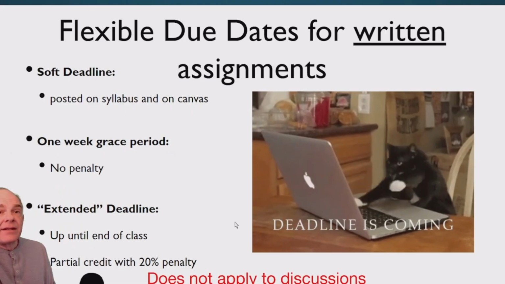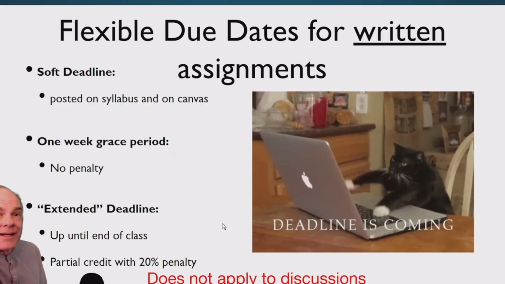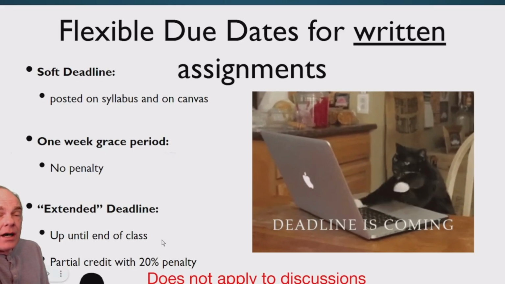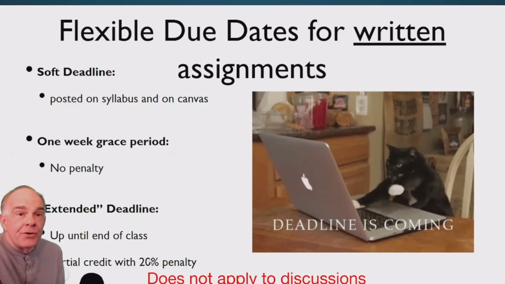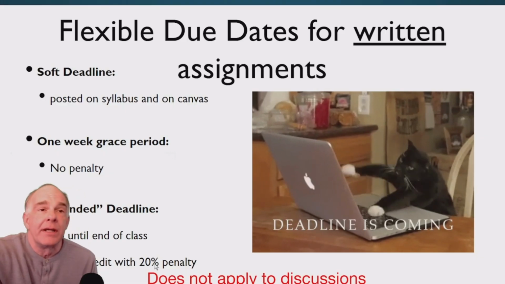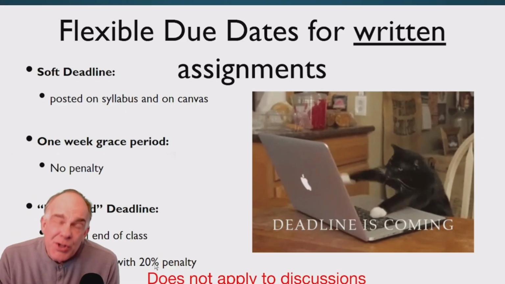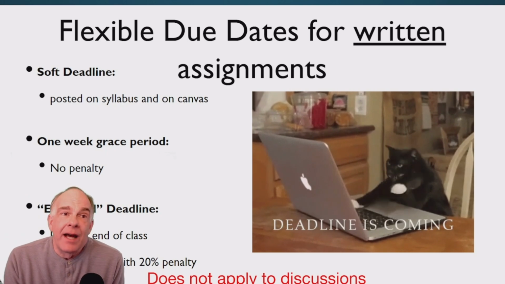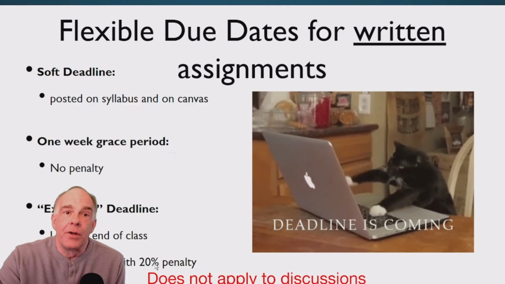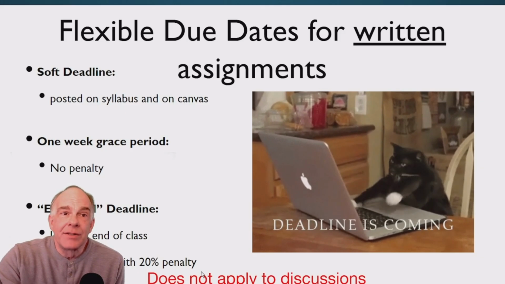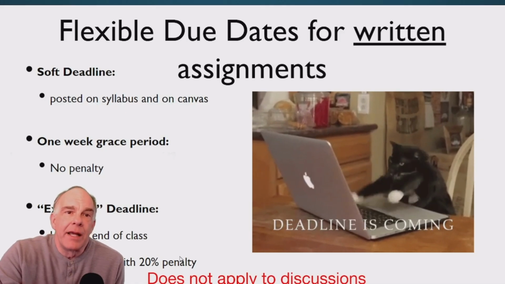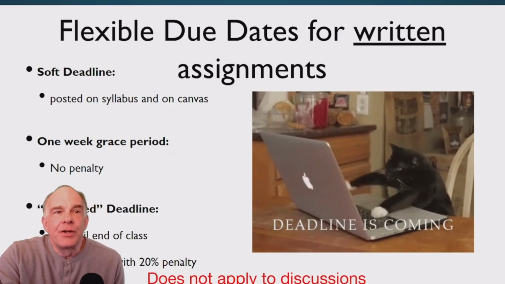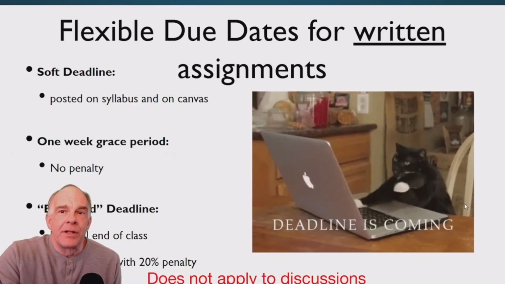Now, in addition to that, I've got what I'm calling an extended deadline. You can submit assignments late in the course up until the end of the course with a partial credit of a 20% penalty. And so basically, you should be able to get most of the points in this course because deadlines are somewhat flexible for you. And again, this doesn't apply to the discussion. Well, you can still submit it late with the 20% penalty for the discussions. But ideally, do the discussions so that your classmates can participate in the discussion.